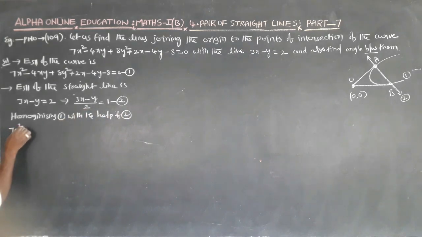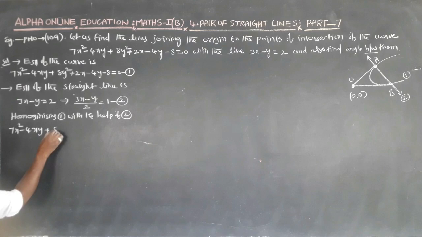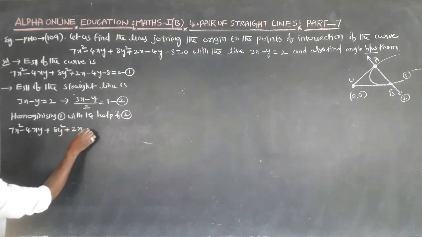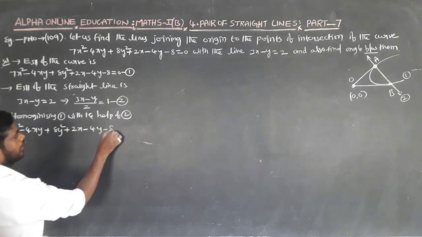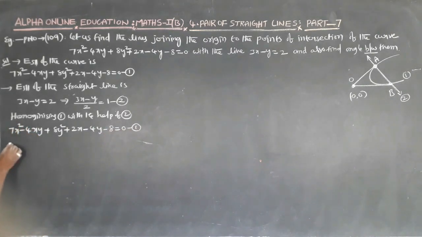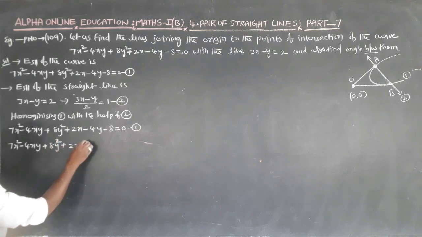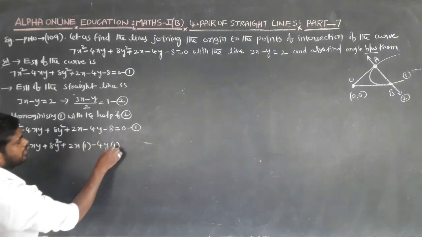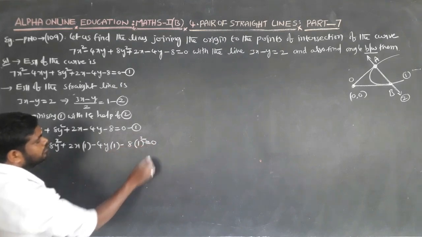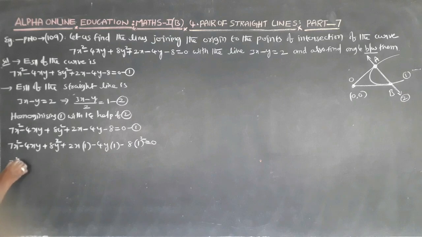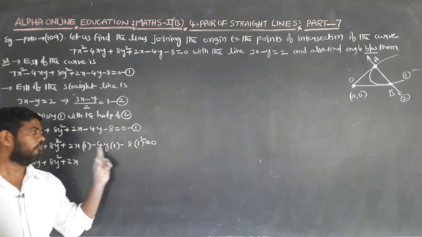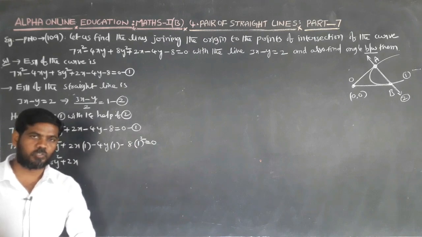7x² − 4xy + 8y² + 2x − 4y − 8 = 0. Homogenizing: 7x² − 4xy + 8y² + 2x·1 − 4y·1 − 8·1². Always write down the x term into 1, the y term into 1, and the constant into 1 square.